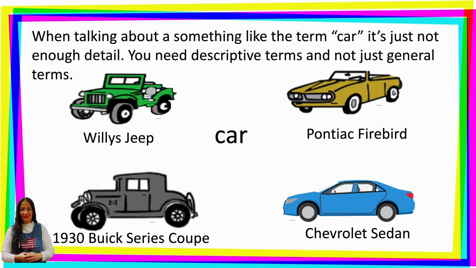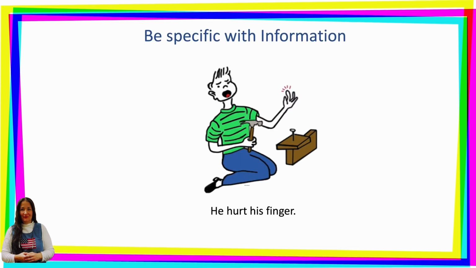Knowing these type of cars, we can also know about the time period, because some of these cars are made at certain times, while other times they're not in production. Be specific with information. He hurt his finger. Wrong. He hurt his index finger. I'm describing exactly which finger he hurt.